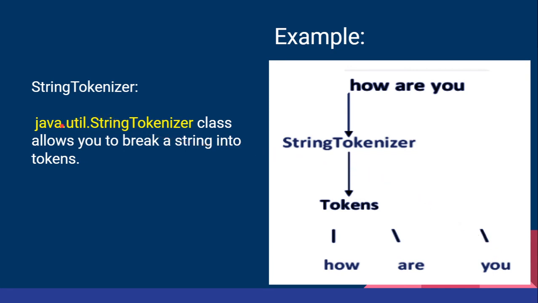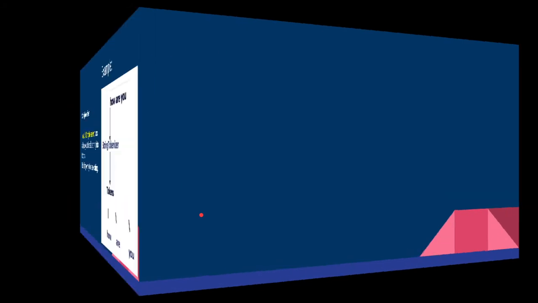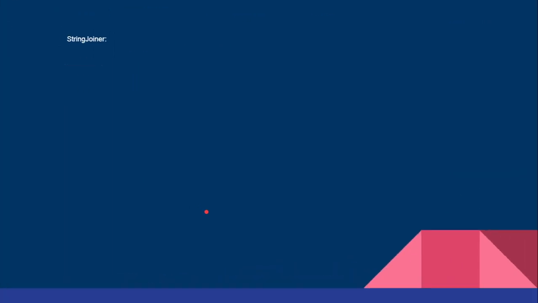So here this comes under the util package. The java.util.StringTokenizer class allows you to break a string into tokens. That is the purpose of the string tokenizer. It's a simple way to break the string. Suppose we want to process a string and break it, we can use the string tokenizer class. And next one is the string joiner class.